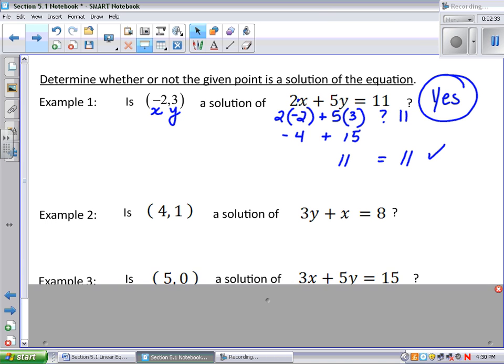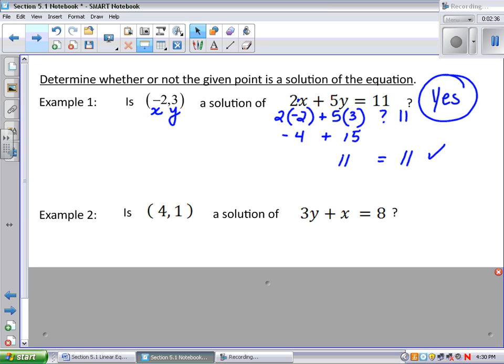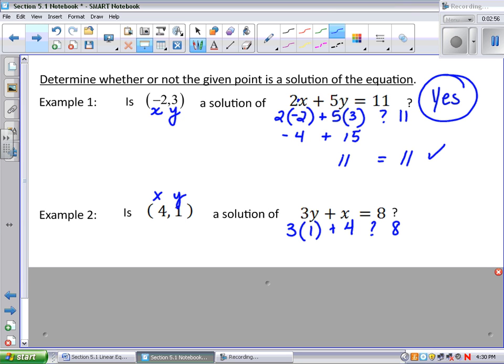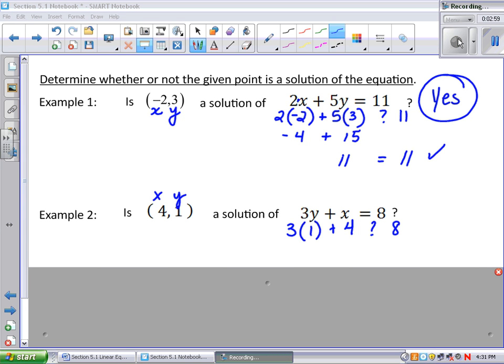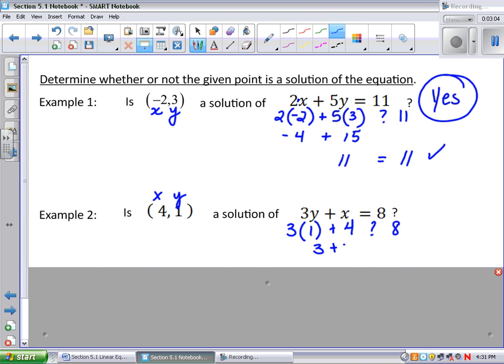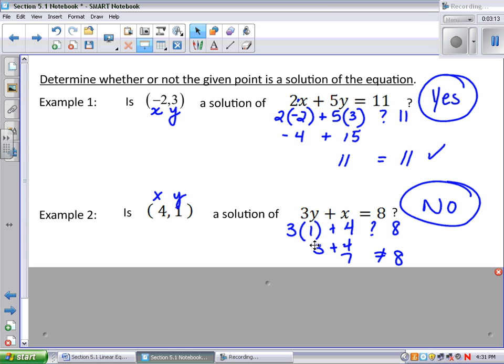Let's look at a second example. Is 4, 1 a solution of the equation 3y plus x equals 8? Now be careful this time, the y comes first. It's 3 times. Our point, though, is always x comma y, so here y is 1, x is 4. Is 3 times 1 plus 4 equal to 8? The answer here is no. 3 plus 4 is 7. 7 is not equal to 8, so our answer is no. That point is not a solution of the given equation.